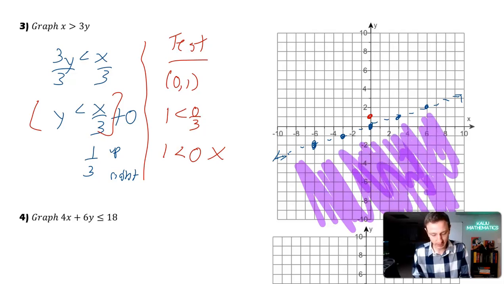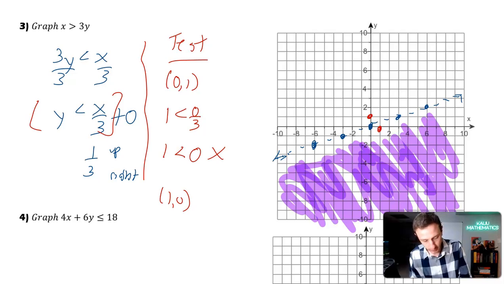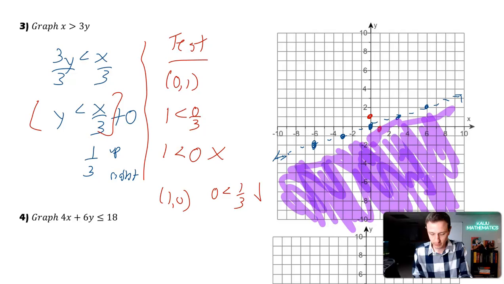And if I grab a test point in this region, like 1, 0, you'll get a true statement. This is pretty straightforward: 0 less than 1/3, that is true. So that's why I'm highlighting this side with that test point, underneath the line for this one.